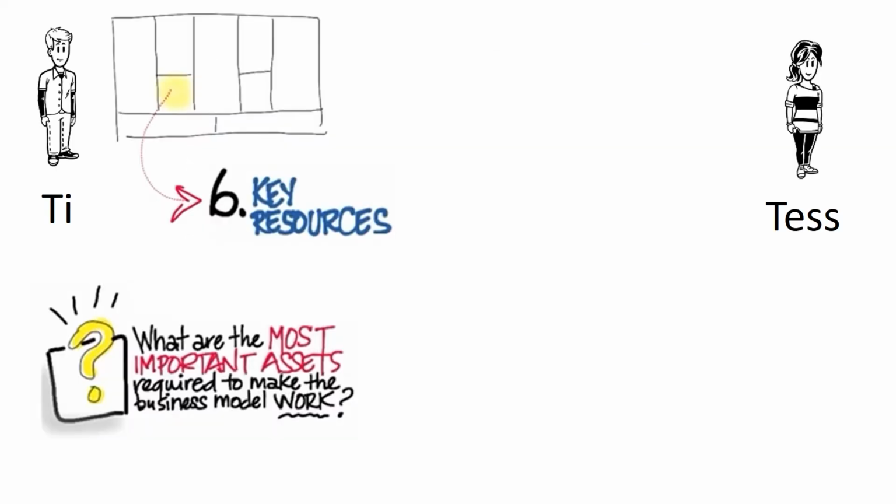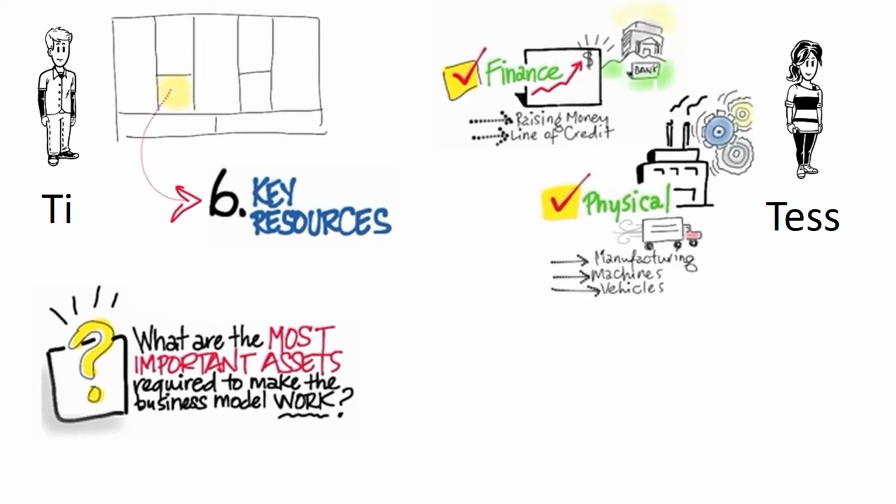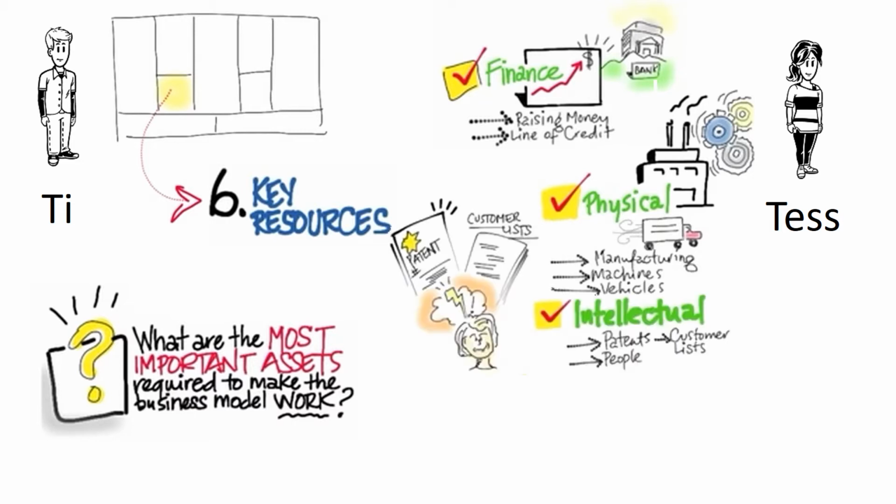What are the most important assets required to make the business model work? Well, finance. Do you need capital? Do you need a line of credit? Some assets and resources are physical. Do you need physical plant, like a manufacturing line? Do you need specialized machines? Do you need vans for delivery? Do you need cars? Is there something else you need?